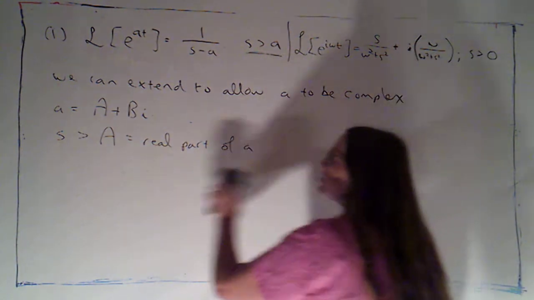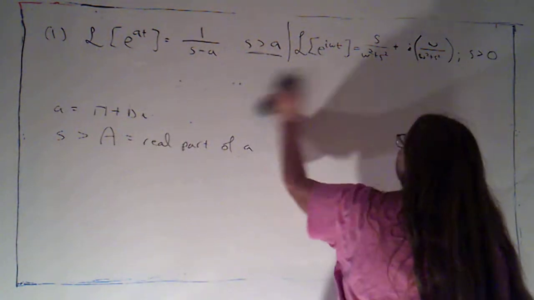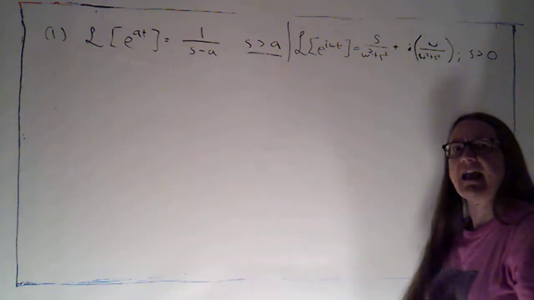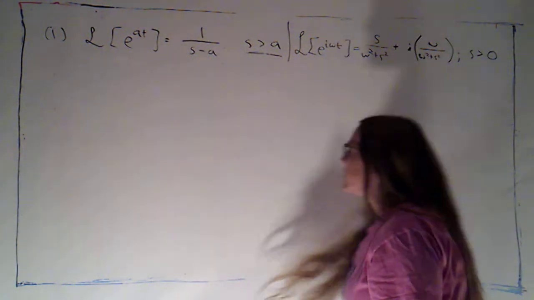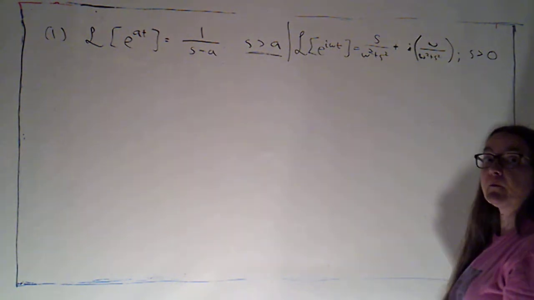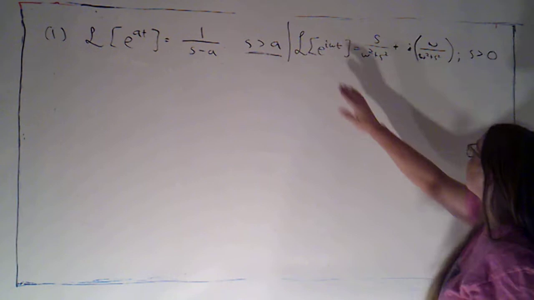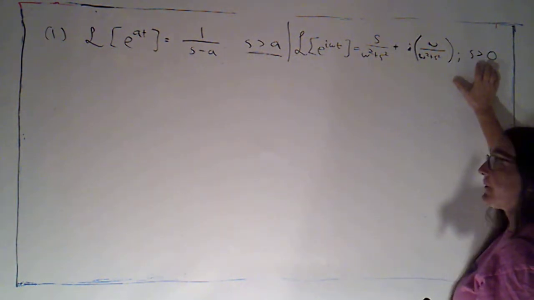So if I wanted to extend this formula to complex numbers, I needed to look at what restrictions on s would guarantee that I had a convergent integral. Turns out it's just that s has to be bigger than the real part. And so for a purely imaginary multiple of t, that just means that s has to be bigger than 0.